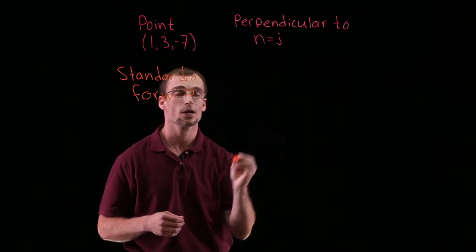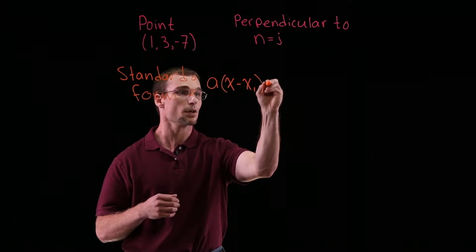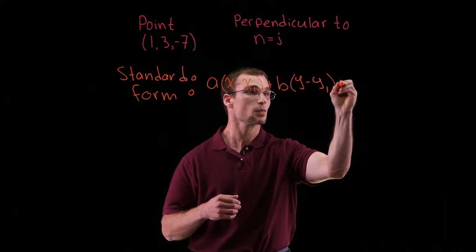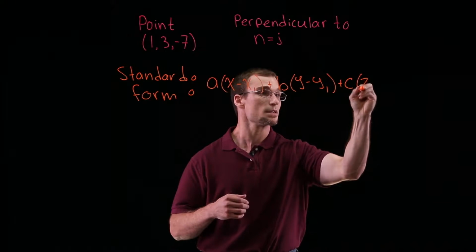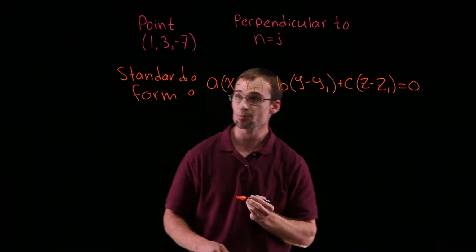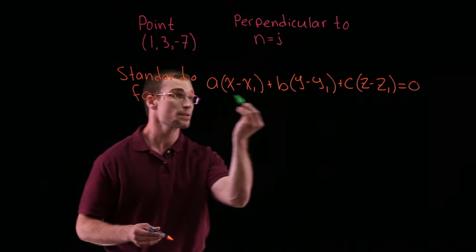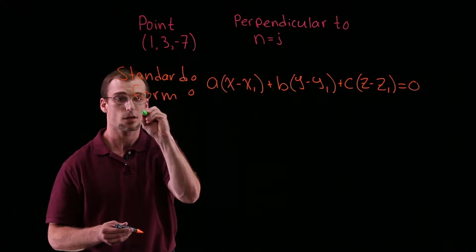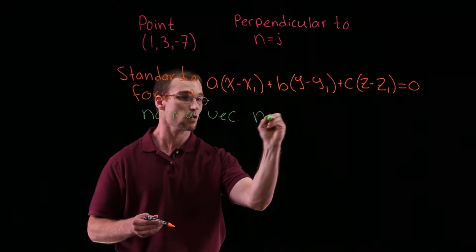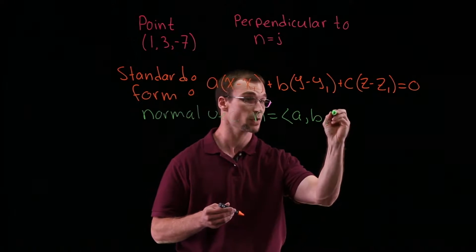So the standard form of the equation of a plane looks something like a times the quantity x minus x1 plus b times the quantity y minus y1 plus c times the quantity z minus z1, and that is all equal to 0. So what is this? Well, the a's, b's, and c's are the components of a normal vector, call it n, and by normal vector we mean a vector perpendicular to the plane.